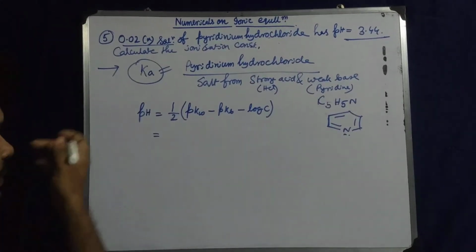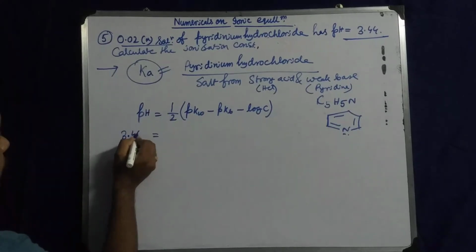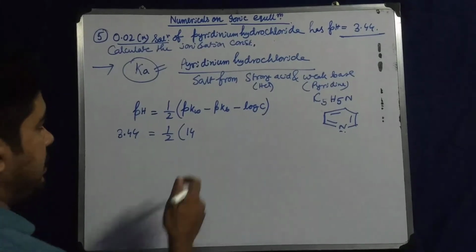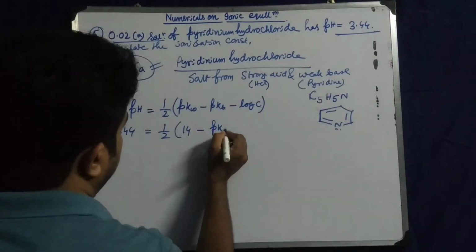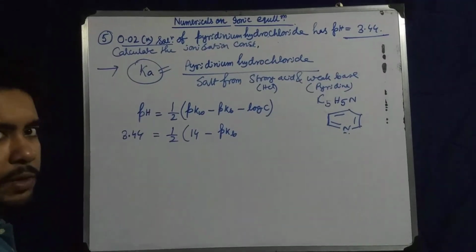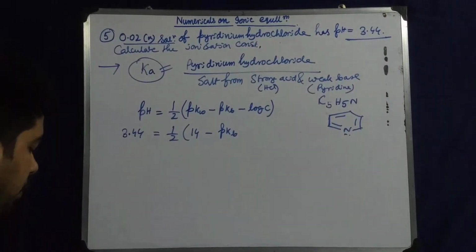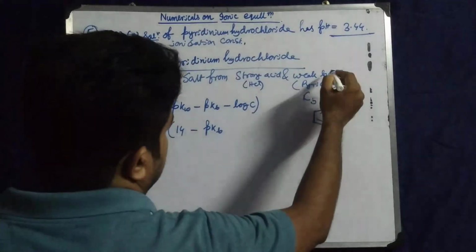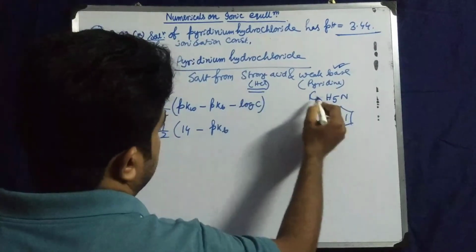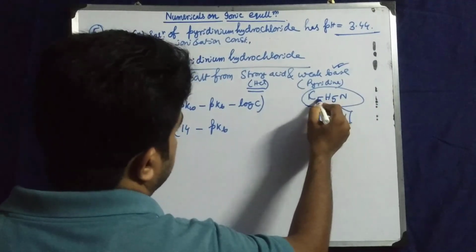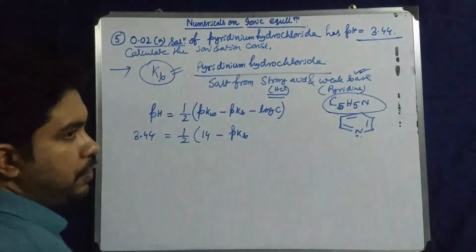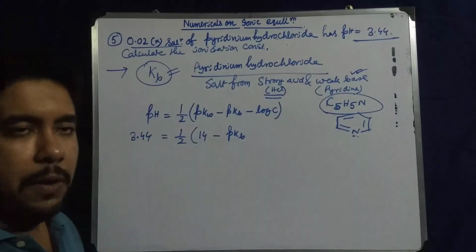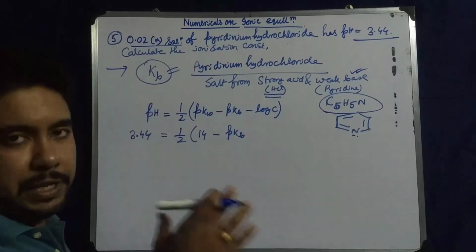Obviously, we got pH as 3.44. We already know that pKw is 14, as we have done previously. pKb we have to calculate, and from there we will get Kb. We need to calculate Kb, not Ka. Why? Because look, it is a weak base with a strong acid, so we are calculating depending on the base. The pH is 3.44, so the base is a weak base, and that's why our dissociation constant must be from the weak one.